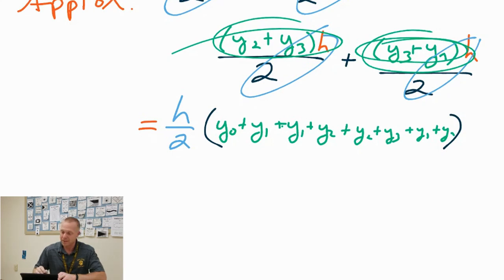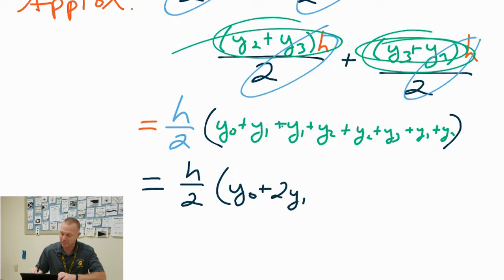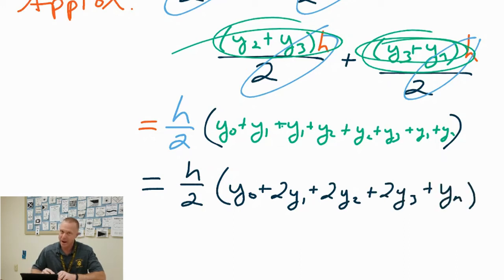Okay, we're not done simplifying yet, because inside of the parentheses, we have some sharing going on. In fact, we have 2 y sub 1s. We have 2 y sub 2s. We have 2 y sub 3s. But we don't have 2 y sub n's or y sub 0s. The ones on the end are only used once.